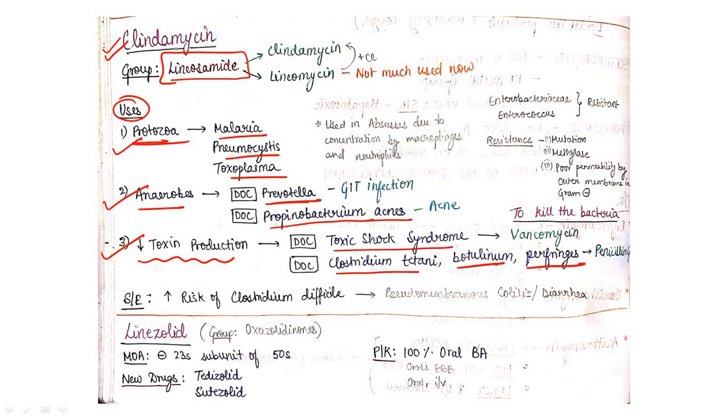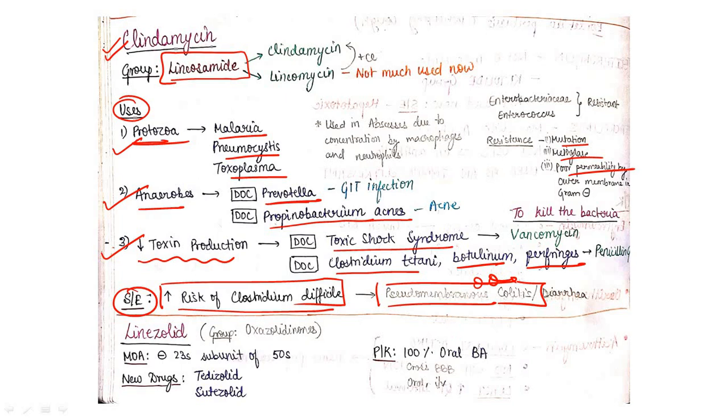Clear? Methods of resistance: mutation or methylation, or poor permeability. These are the modes of resistance. Now moving to the next, that is side effects. It increases the risk of Clostridium difficile, so it may lead to pseudomembranous colitis. Very important: clindamycin increases the risk of Clostridium difficile infection, which may lead to pseudomembranous colitis.